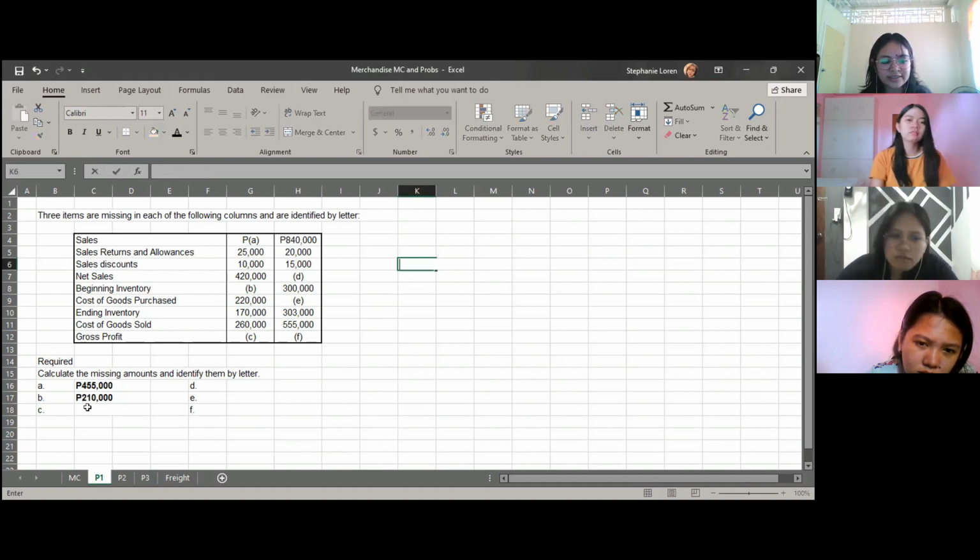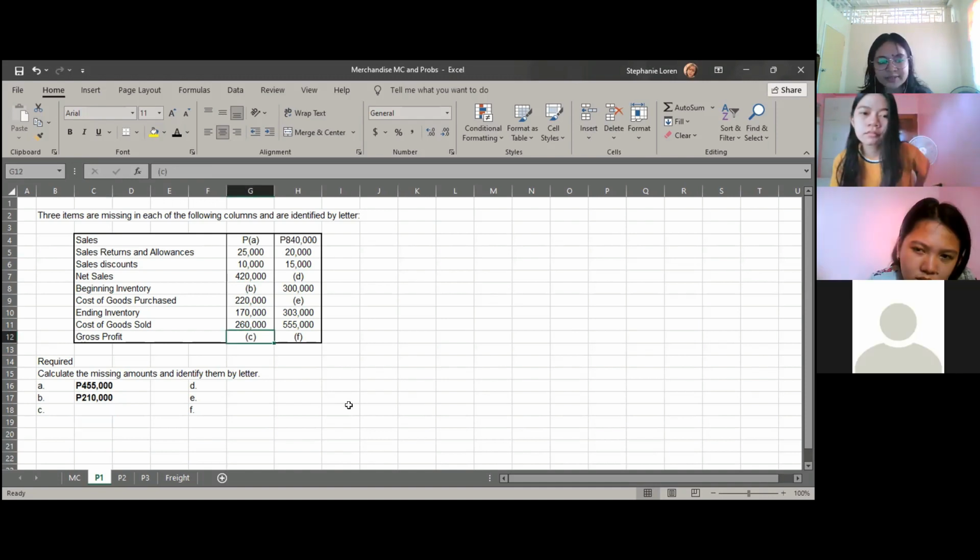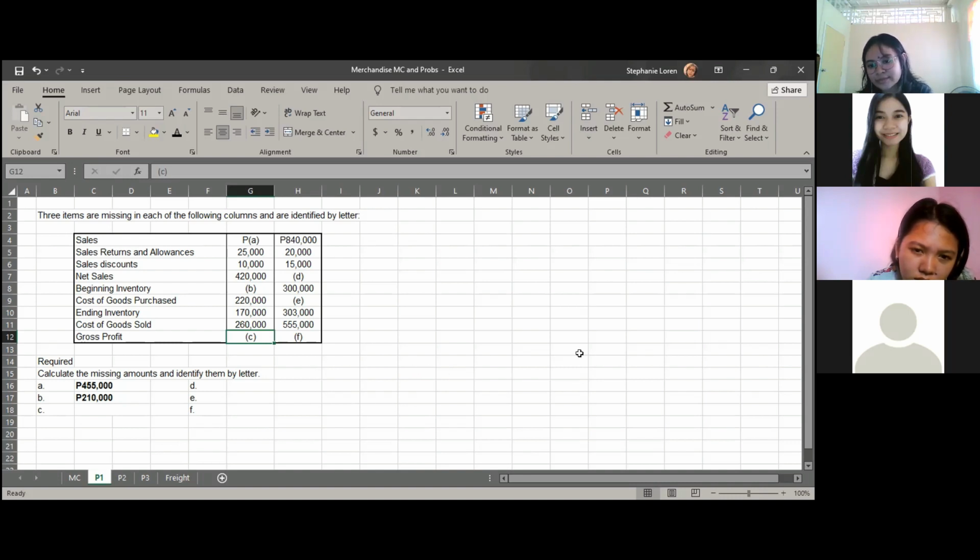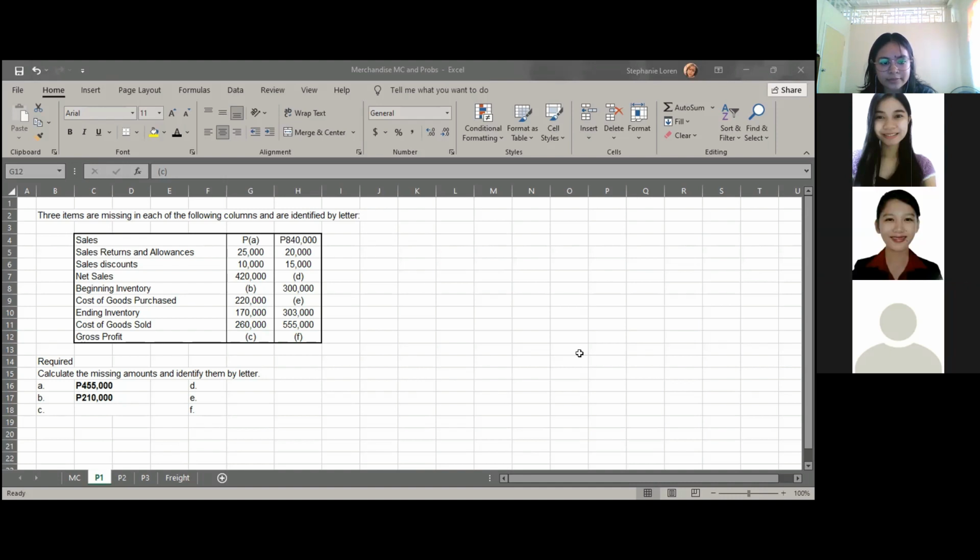So, letter C, Ili. What is the gross profit? What is your answer for the value or the amount of gross profit? 250,000. So, tama nga ba yung sagot mo? The correct answer is 160,000. So, how do you compute for the gross profit? Madali lang, di ba? Net sales less cost of goods sold is equal to gross profit.